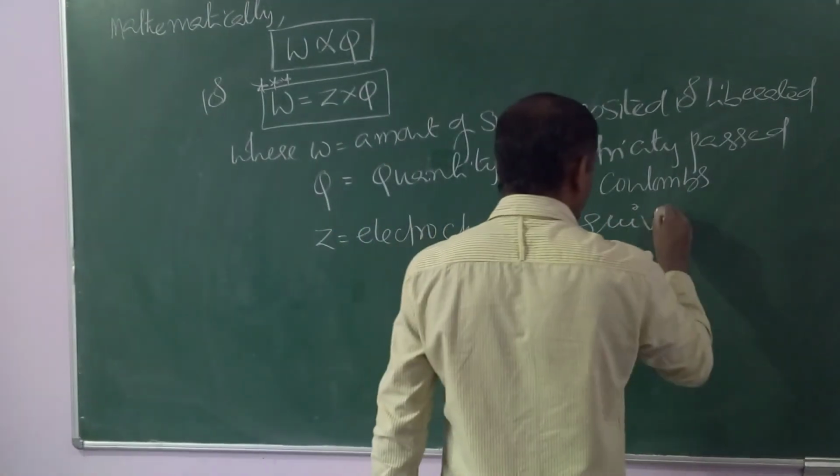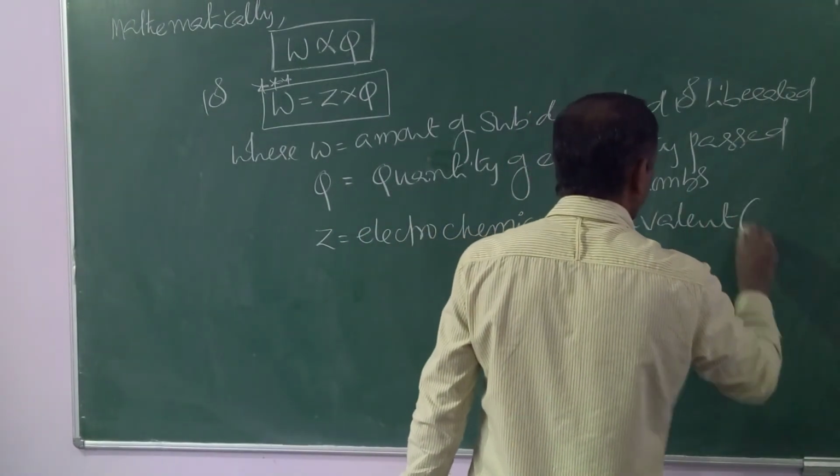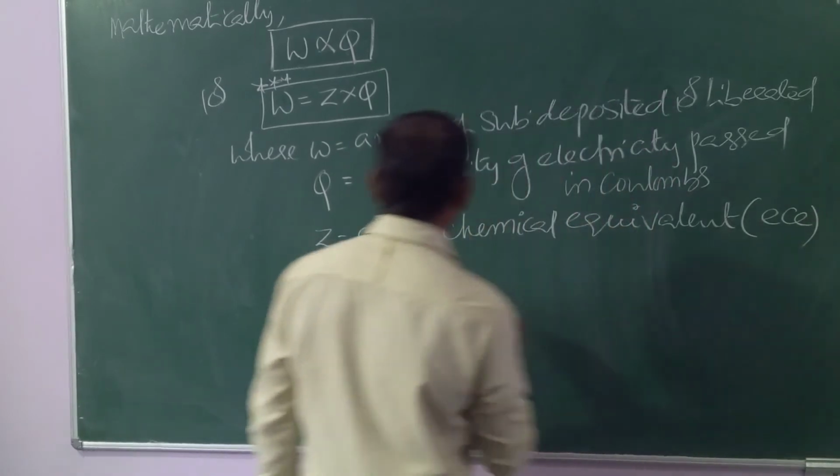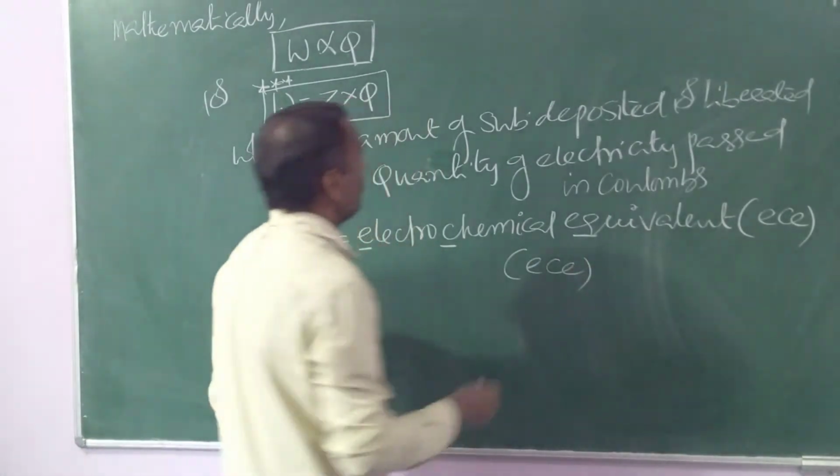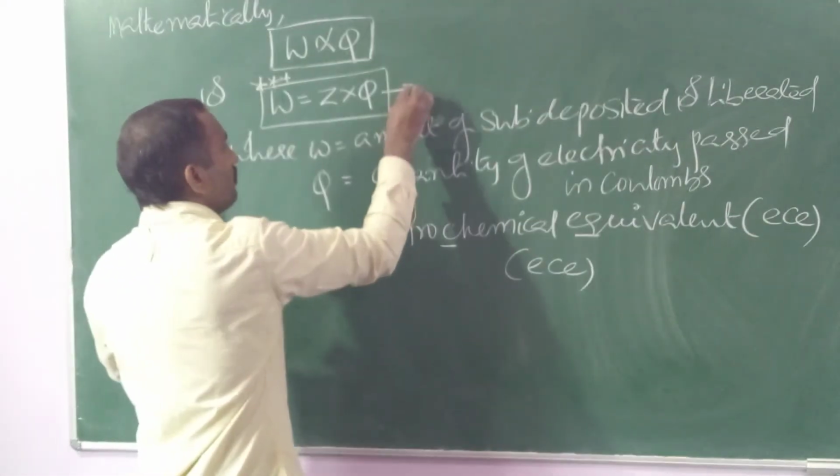Electrochemical equivalent. Short form, you should also remember: ECE. ECE, electrochemical equivalent, short form ECE. Say it is equation number 1.